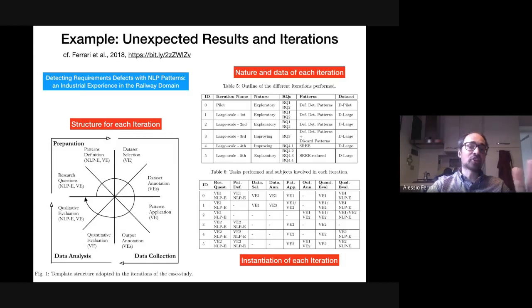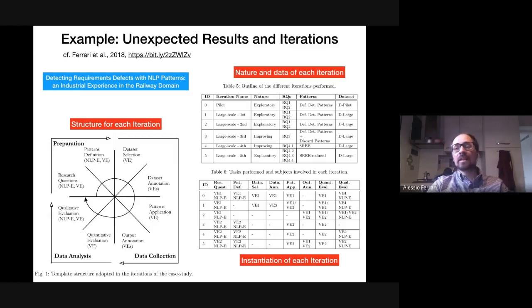Here, each iteration was planned according to the structure that you see on the left. So you have dataset selection, dataset annotation, application of patterns, that is application of the tool, and then output annotation, which means that they performed some form of review of the output, and then the cycle continues with data analysis and again new data preparation with new research questions that are derived from the previous iteration. So this is basically the cycle that is followed in each iteration.